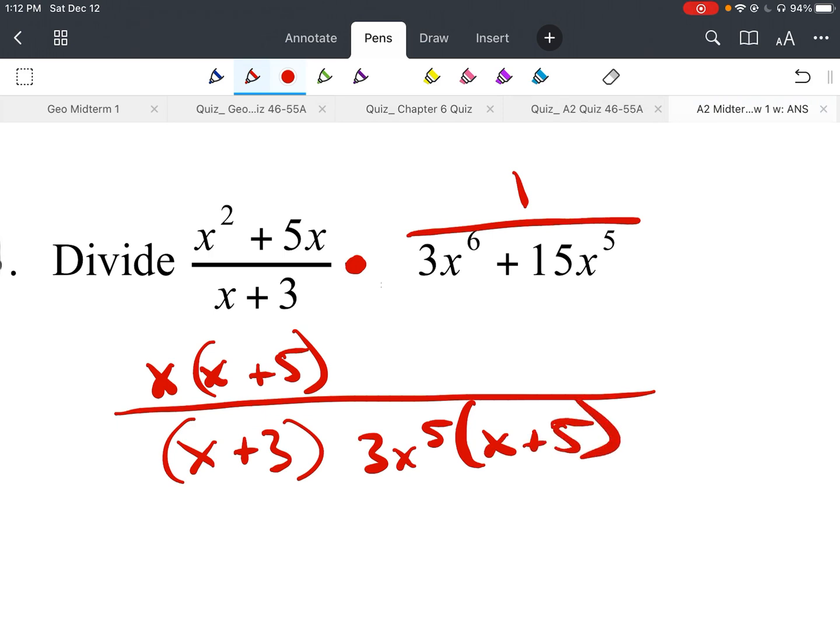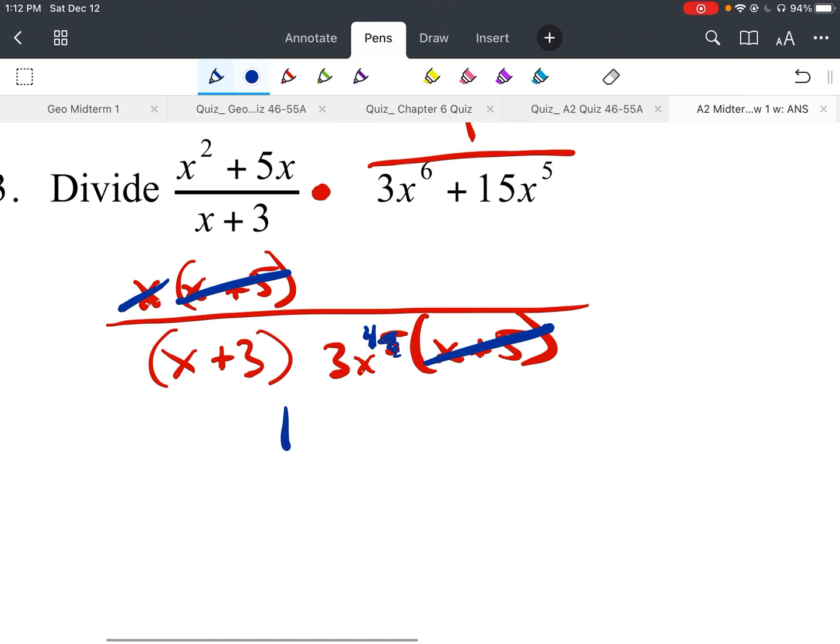Okay? And normally they set these up so they cancel something. And so x plus 5 and x plus 5 cancels. And then one of these x's cancels with one of these x's. So there were 5, now there are 4. Okay? And so now that's as far as we can go. So it's just going to be 1 over 3x to the 4th. I'm just going to put that first. And times x plus 3.